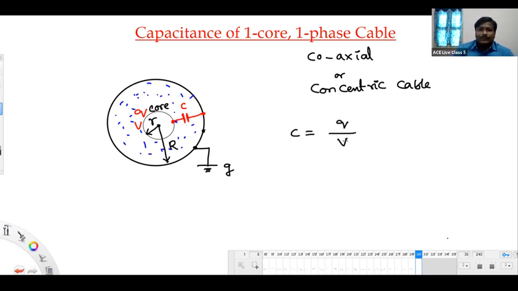Ground potential is 0. Q by V. Do you have any relationship between Q and V? Yes, we already discussed it. Why the term "may not" is there? Why not definitely?